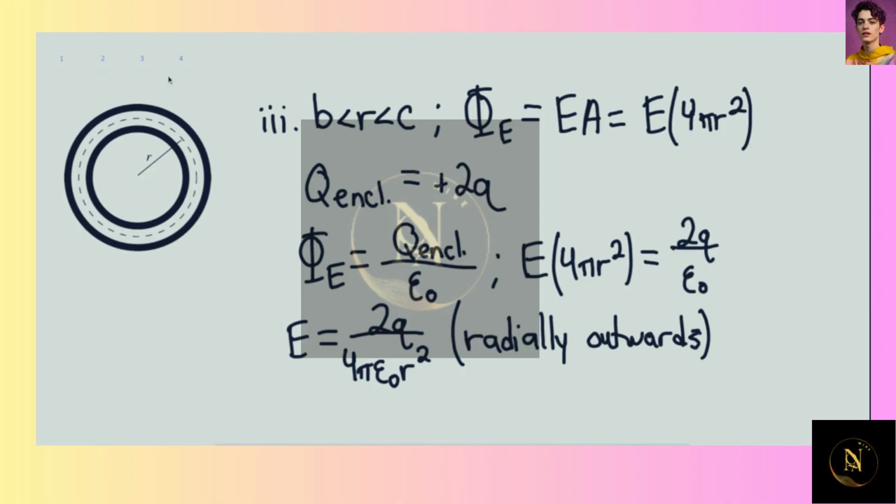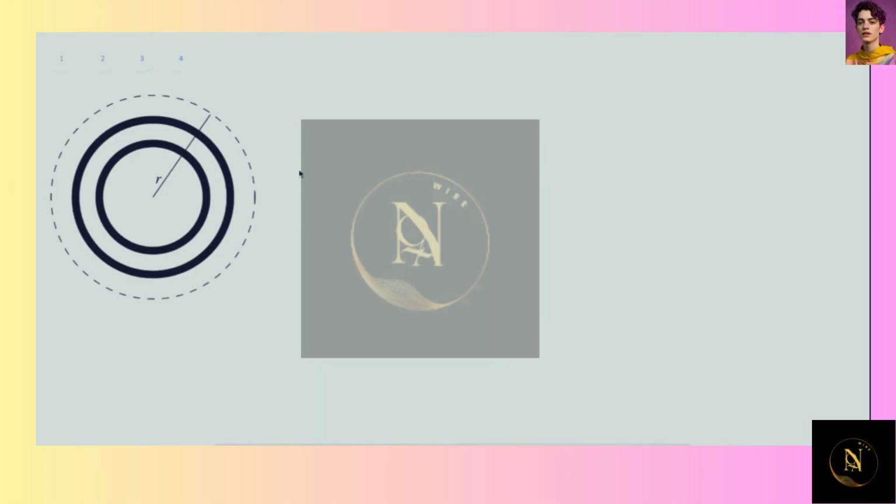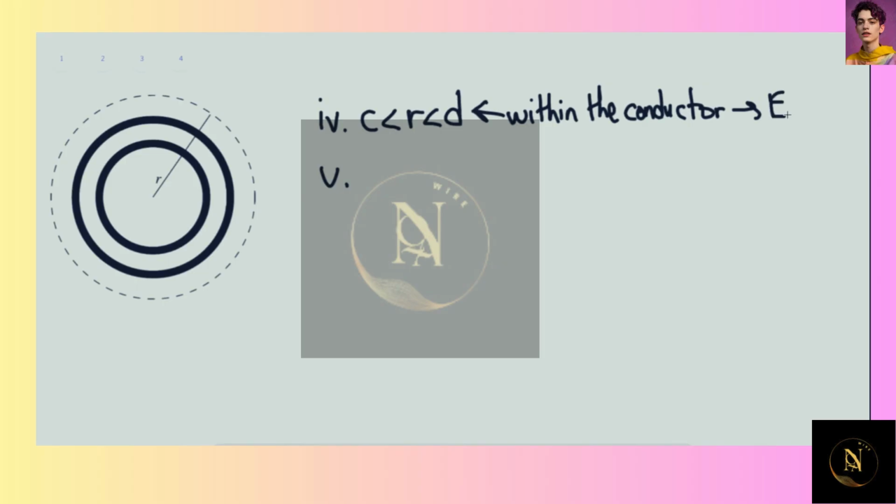And so, finally, for part 4, we have that c is less than r less than d. This is the diagram for part 4. However, for part 4, c less than r less than d, this is again within the conductor. So the electric field is equal to 0.